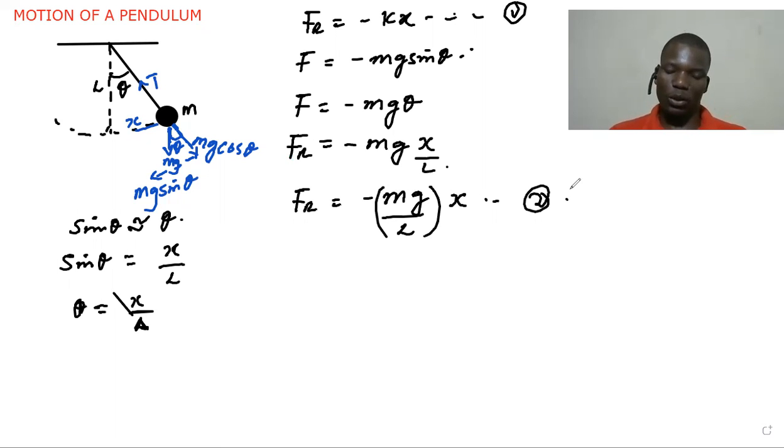We can equate these two equations. So you're going to see that when you're dealing with motion of a pendulum, the spring constant here is equivalent to mg over L. And the pendulum is only going to exhibit simple harmonic motion if the angle is small. So if you have a small angle, the pendulum is going to exhibit simple harmonic motion.